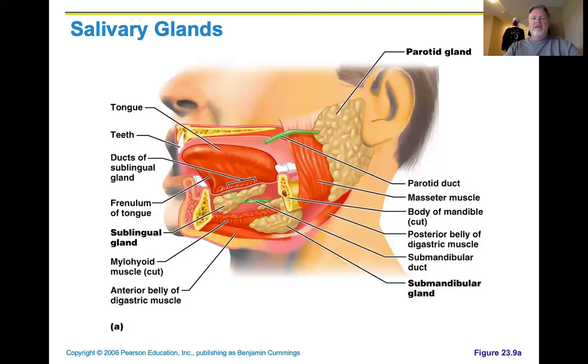Salivary glands, real quick, produce and secrete saliva. They cleanse the mouth. They moisten and dissolve the food chemicals. They aid in the bolus formation. And then they contain enzymes. This is the important one. They contain enzymes that help break down starch. That enzyme is called salivary amylase. That one's important. I absolutely think you should know that salivary amylase helps the starch process.